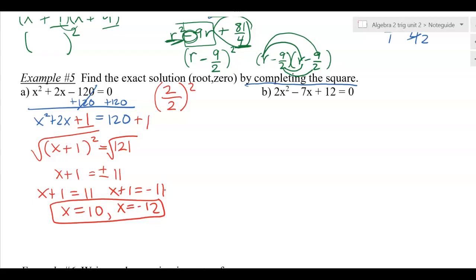Is this all right with everybody? So we use completing the square to make perfect squares. When do we want to make perfect squares? Either to solve something or to rewrite something, which we'll see in a minute.